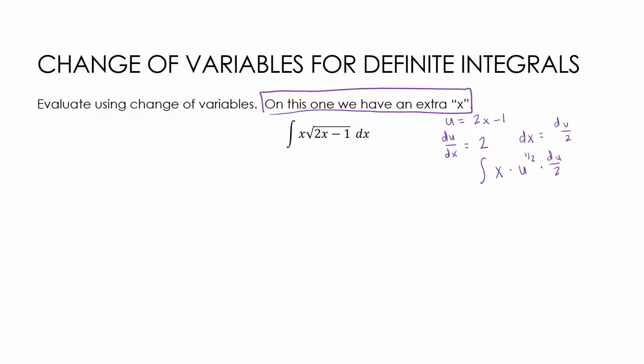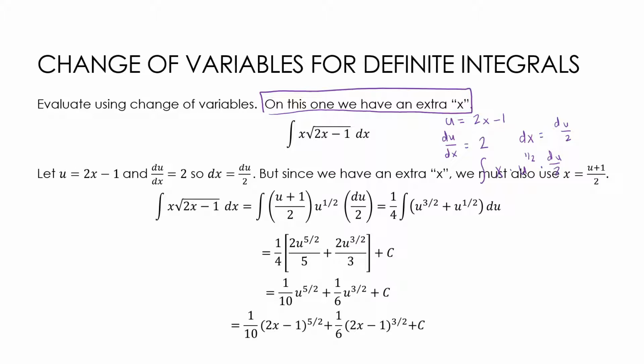And notice, on the last example, I ended up with an x here, but then I had an x down here, and those guys canceled, and that's not what I have now. So let's take a look at how we deal with that. I'm going to take this and manipulate it: if u is 2x minus 1, then u plus 1 is 2x, and u plus 1 divided by 2 is equal to x. So I'm going to have to end up substituting that as well.